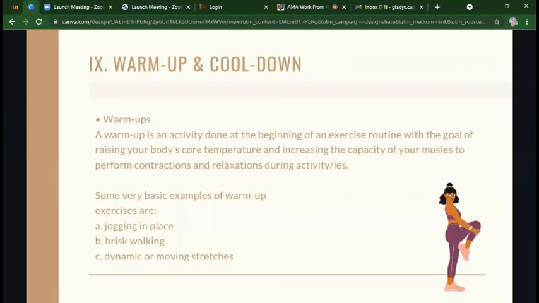So the warm up and cool down. We do warm up. These are activities done at the beginning of an exercise with the goal of raising our body's core temperature and also increasing the capacity of our muscles to perform contractions and relaxation during activities. Examples are jogging in place, brisk walking, and dynamic or moving stretches.